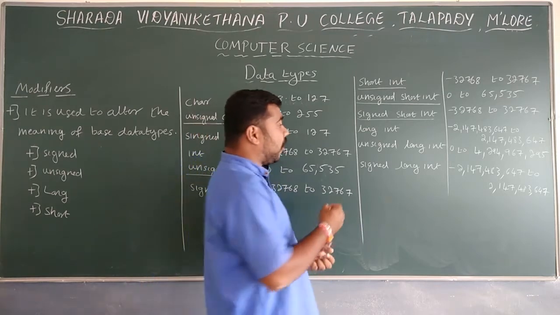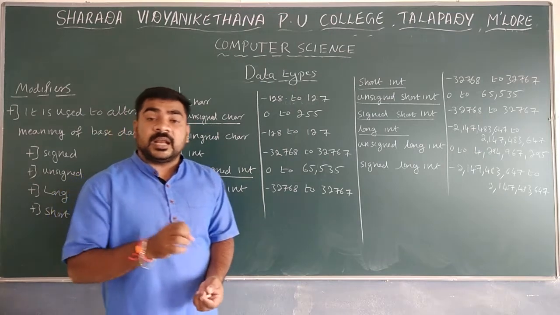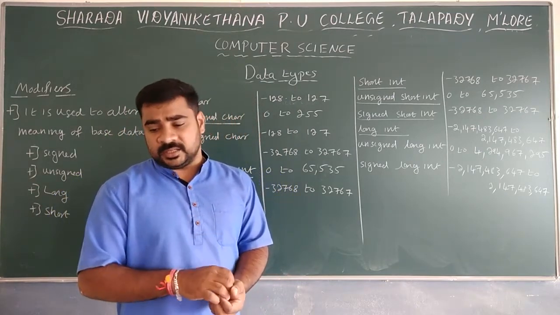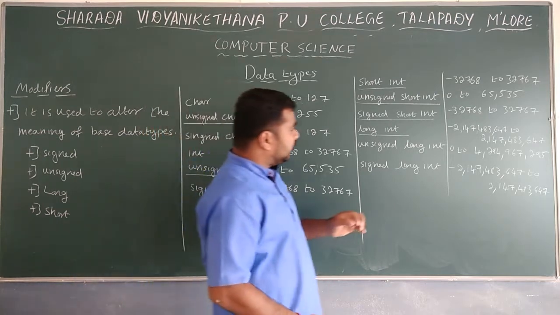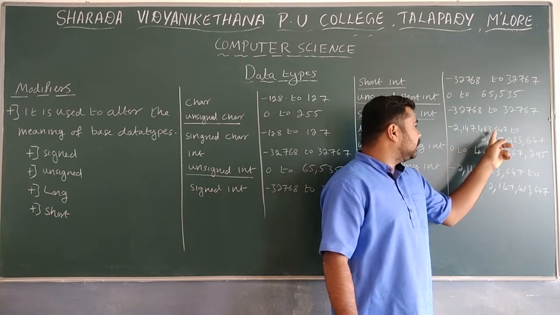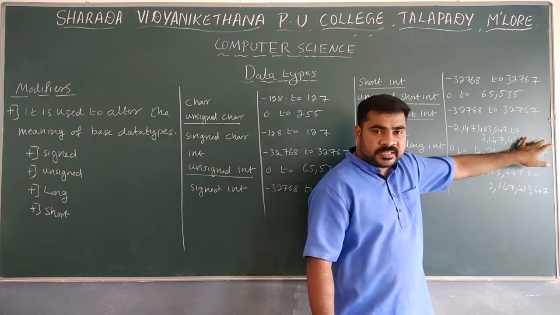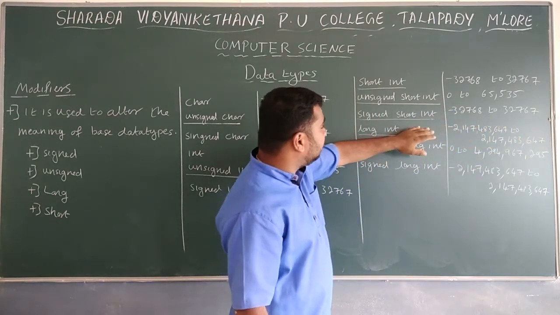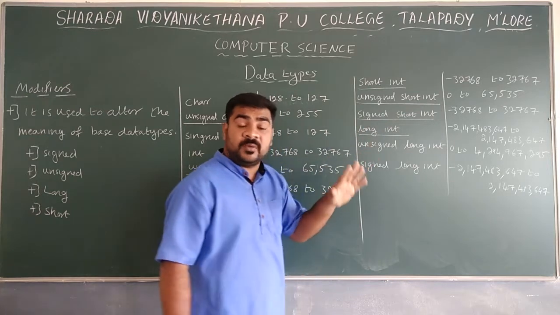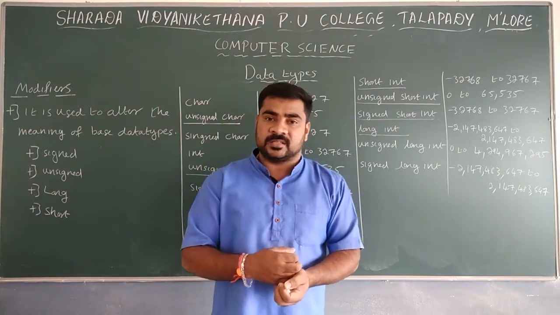The next type here is long. This is one more type, long int. If you use long, the range is going to increase. Here this is the range, minus 2,147,483,648 to the same positive value, 2,147,483,647. So we can compare short int and long int. That many more values we can give in the case of long int.